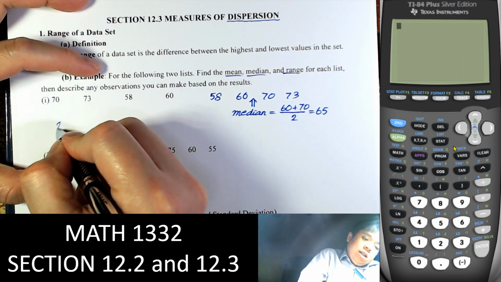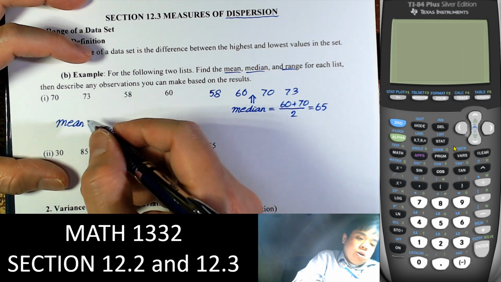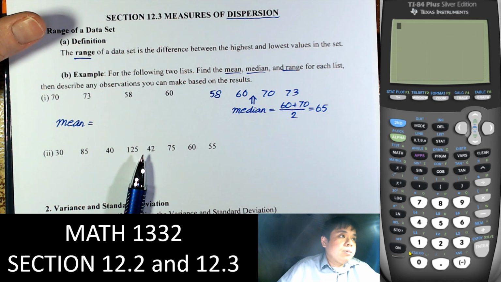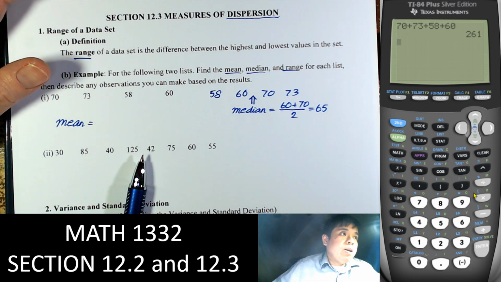And the mean: add all of them up and divide by 4. 70 plus 73 plus 58 plus 60, divided by 4.